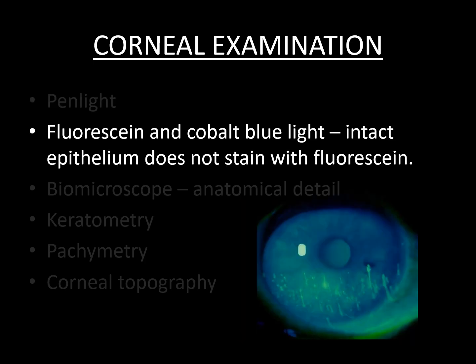Then fluorescein and cobalt blue light. So fluorescein is an orange substance that when it's inserted onto the ocular surface, it will stain any damaged epithelium of the cornea. So just remember, we call the green light with the ophthalmoscope red free, and we call the blue light of the direct ophthalmoscope the cobalt blue light. That is something that we'll talk about more when you do your rotation with us.